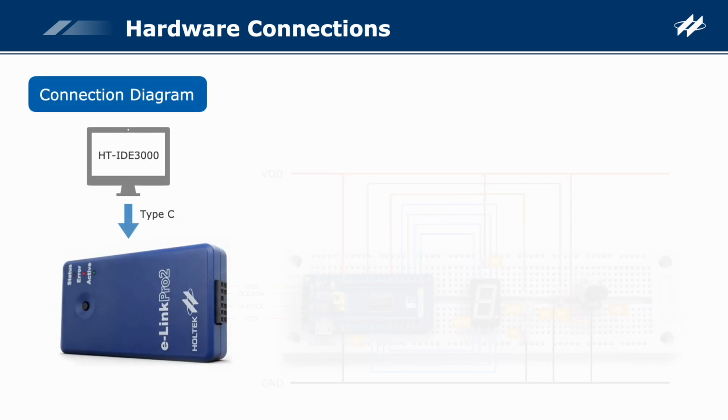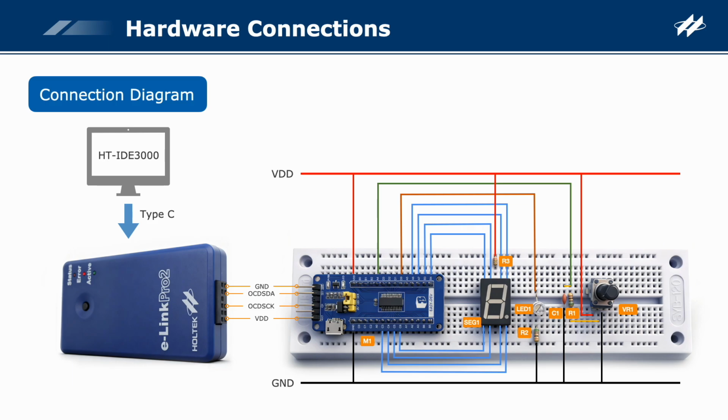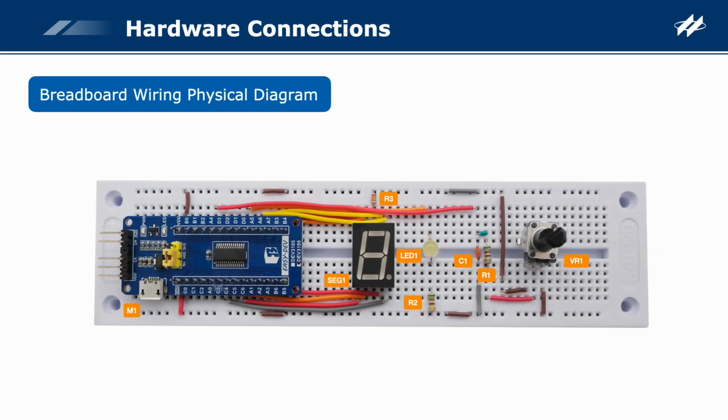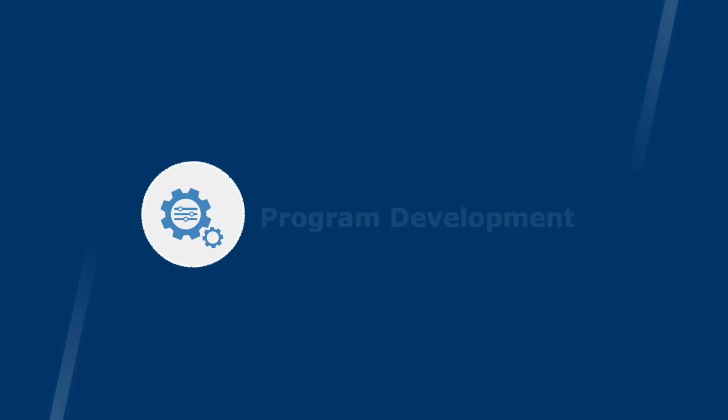This experiment is conducted using a breadboard. The following is the connection diagram of the experiment. The power supply is provided by the E-Link Pro 2, with a voltage of approximately 5 volts. The top of the development board is the code programming pin, which can be emulated or programmed using the E-Link Pro 2 or eWriter Pro 2. The following is the breadboard wiring physical diagram, provided for your reference.